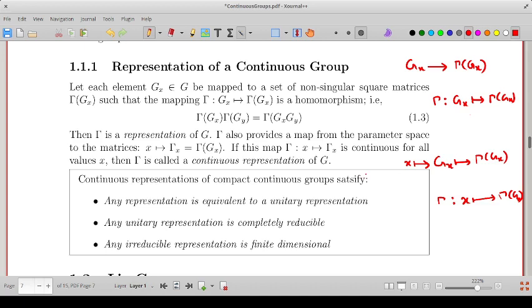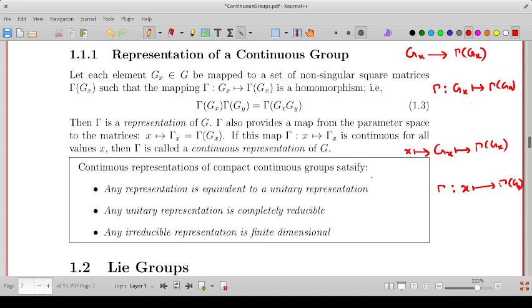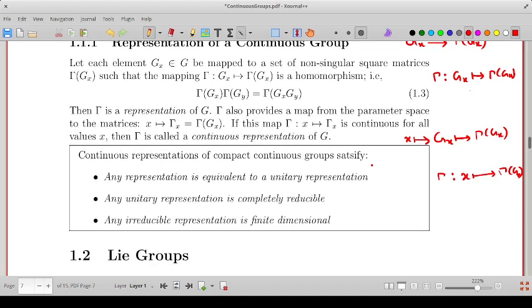Now, continuous representations of compact continuous groups satisfy some very important properties. Any representation of such groups is equivalent to a unitary representation. Remember the properties of representations of finite groups. Any representation is equivalent to a unitary representation by an appropriate similarity transformation. And the similar result over here is that given a compact continuous group and a continuous representation of that, any such representation is equivalent to a unitary representation.